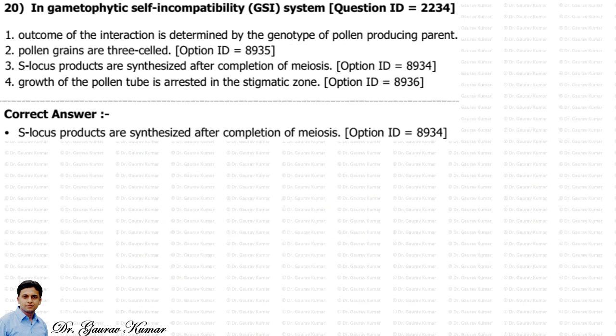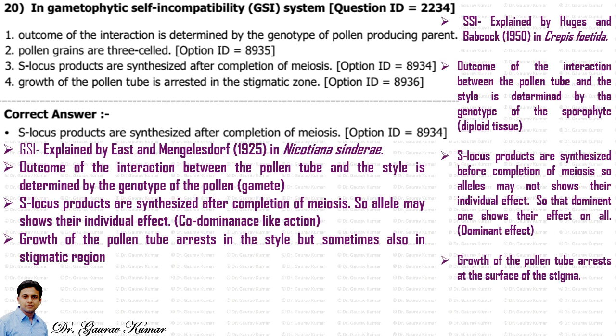Next question, in gametophytic self-incompatibility, GSI system, the S locus products are synthesized after completion of meiosis. This I have already told you. The gametophytic self-incompatibility I have already discussed in the previous videos also. And about the S locus we have just read in the previous questions of this question paper. So I'll just compare here the gametophytic self-incompatibility and sporophytic self-incompatibility. On the right hand side are the points for SSI, that is sporophytic self-incompatibility, and the same 4 points here in gametophytic self-incompatibility, that is GSI. So we'll just compare these 4 points.